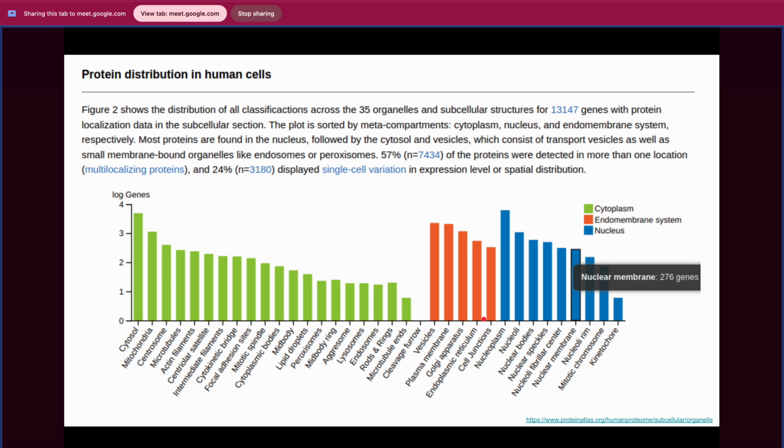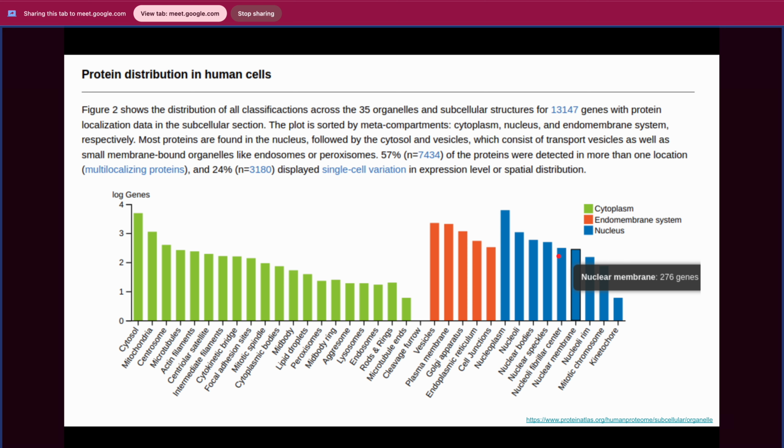all organelles will come under cytoplasm, then these organelles will come under the endomembrane system, and these regions will come under the nucleus. So for example, if you want to explore the nuclear membrane gene, you can simply keep your cursor over this bar and it will tell you the number of genes which are expressed in the nuclear membrane. Similarly, for other regions of the organelles also, you can simply keep your cursor and you will be able to find out how many genes are present.